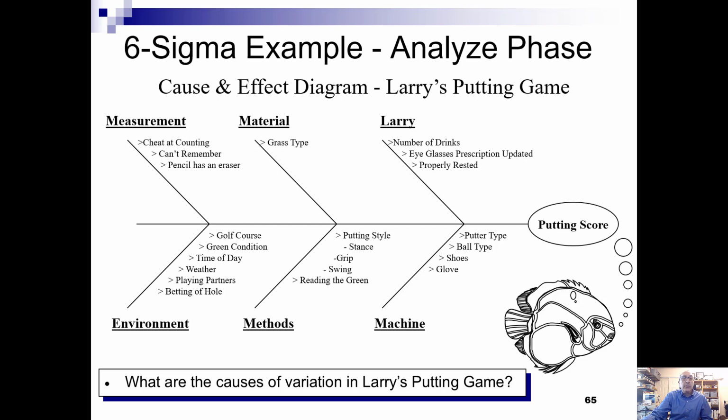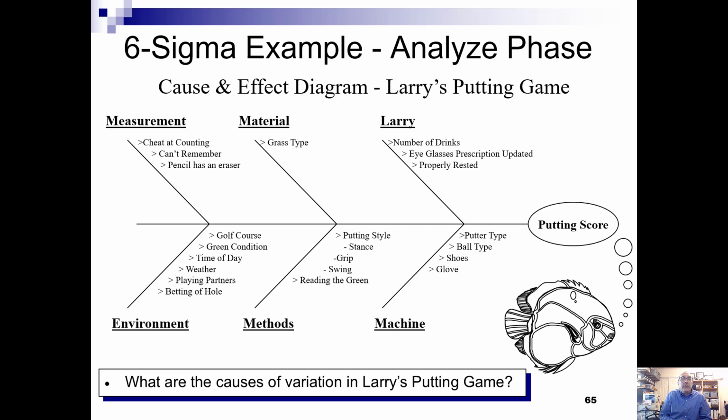For the measurement, Larry could cheat at counting. He can't remember. His pencil has an eraser. For the material, it could be the grass type. For Larry, it could be the number of drinks that he had on the golf course. His eyeglass prescription needs updating, or was he properly rested from the night before?